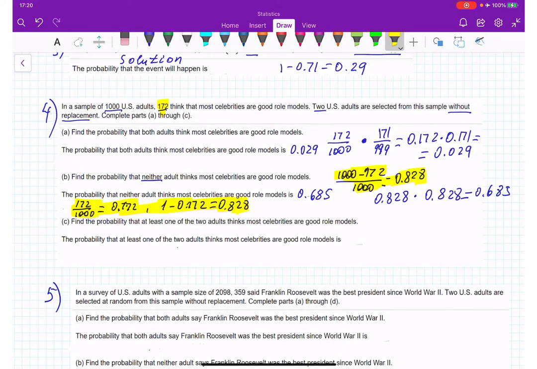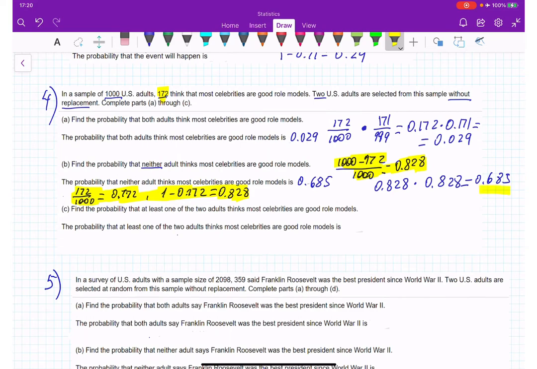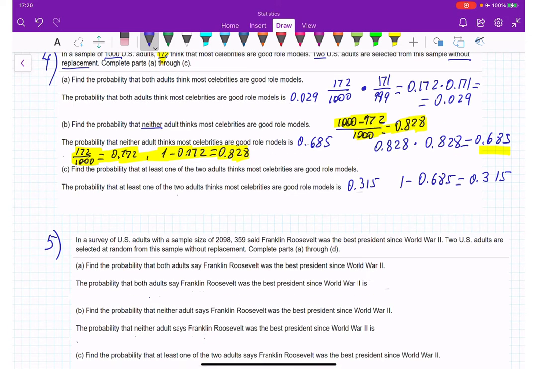Number C, find the probability that at least one of the two adults think most celebrities are good role models. So if neither of one, we found 0.685, then to find at least one, we are going to take 1 minus 0.685. And the answer is going to be 0.315. So 0.315.